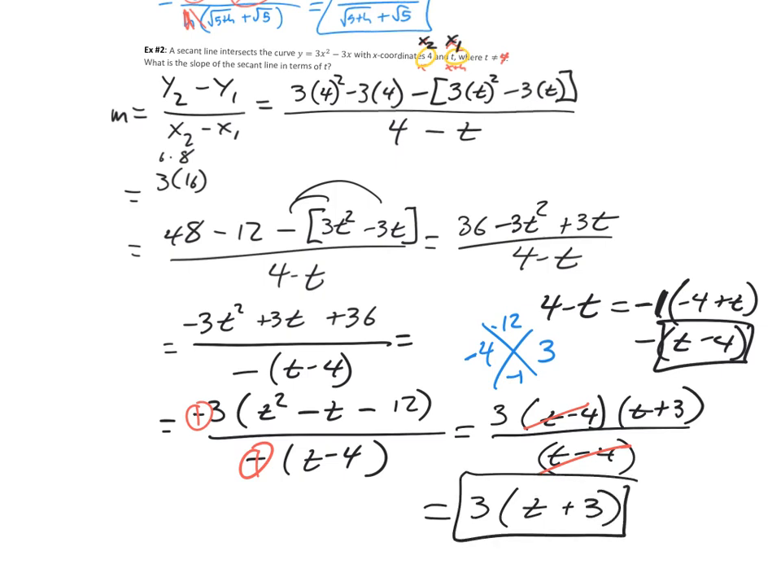So that right there is a simplified version of what the slope is between the points 4 and whatever t is. We actually know what the slope is between those 2 points. It's pretty cool. So we've answered the question. We simplified it all down.